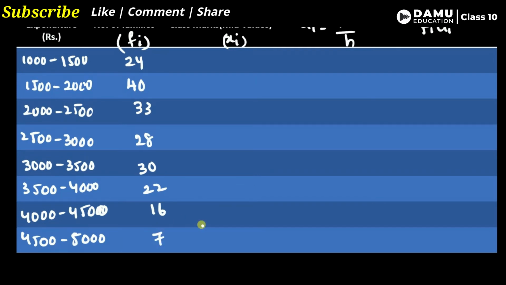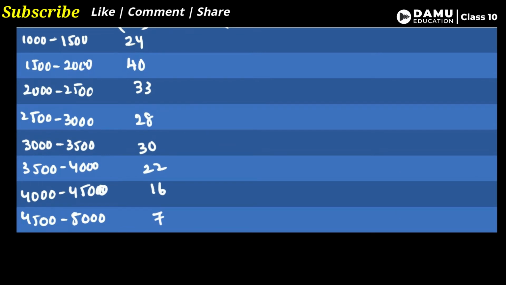Let's move on to the summation of fi, the frequencies. All of this is already given. The summation of all of this is 200. The number of families, 200, is already given.